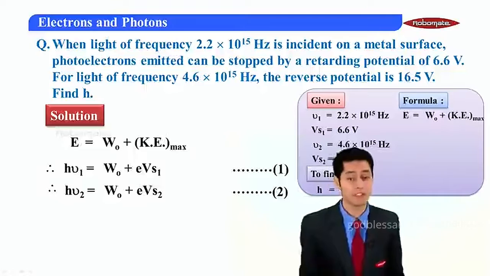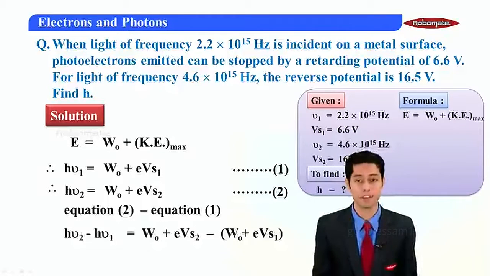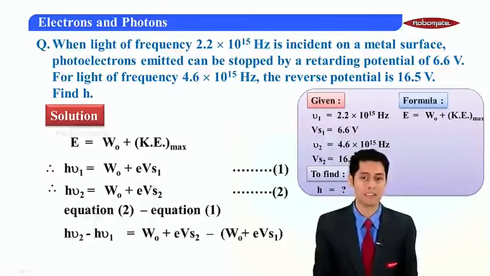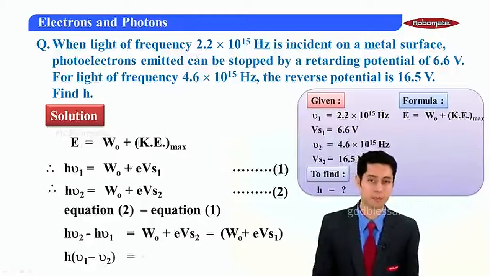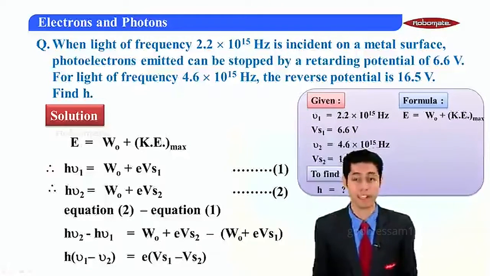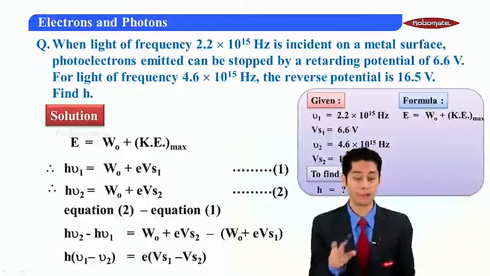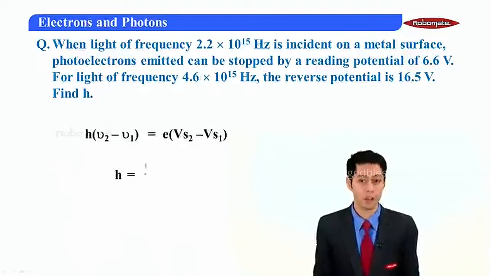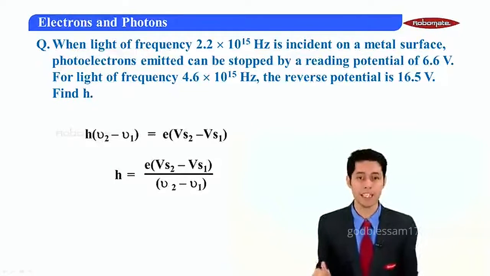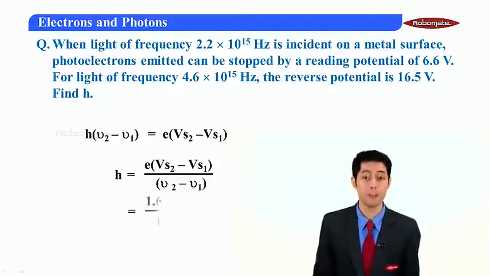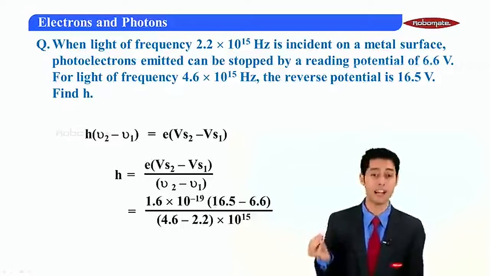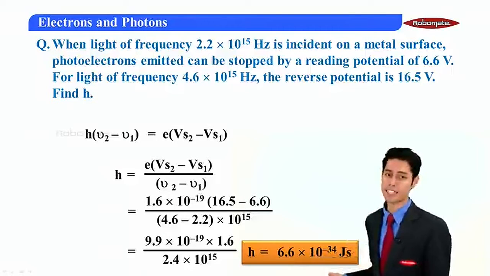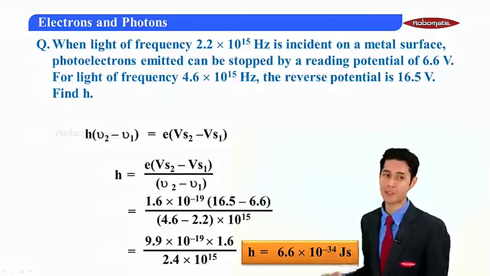So on the basis of these two equations, let us subtract both the equations and we'll have h nu2 minus h nu1, which will be equal to W0 plus eVs2 minus W0 plus eVs1. Can I say h will be common? In bracket, if I take nu1 minus nu2, so over there W0 and W0 will get cancelled, and e in bracket Vs1 minus Vs2. Solving for h, I can write h is equal to e into Vs2 minus Vs1 divided by nu2 minus nu1. On substituting the values and solving for h, we get the final answer of h as 6.6 into 10 to the power minus 34 joule seconds.